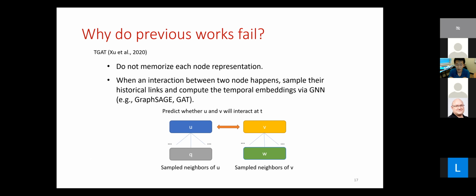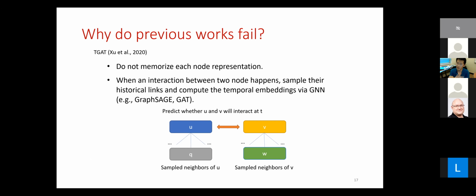So if you have a query to predict whether there's a link between U and V at a certain time, what they do is randomly sample the history related to nodes U and V, and then run the GNN model over this. It's just like the original version of GraphSAGE. You can imagine we sample their neighbors, or maybe even 2-hop neighbors, and run the GNN model to aggregate them together into node embeddings for U and V. I call these temporal embeddings, and then use this embedding to make a prediction. So there's no memory here.